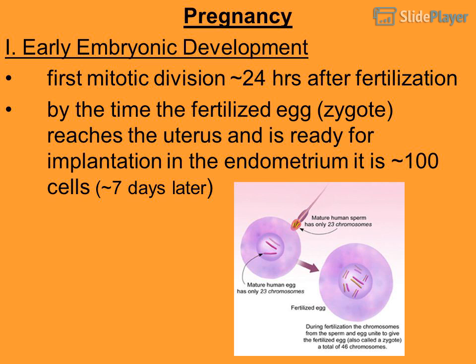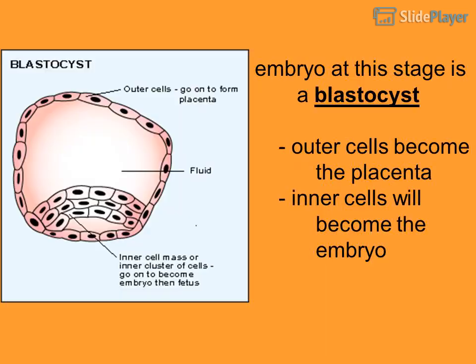Pregnancy. Early embryonic development. First mitotic division up to 24 hours after fertilization. By the time the fertilized egg, zygote, reaches the uterus and is ready for implantation in the endometrium, it is 100 cells, up to 7 days later. Embryo at this stage is a blastocyst. Outer cells become the placenta. Inner cells will become the embryo.